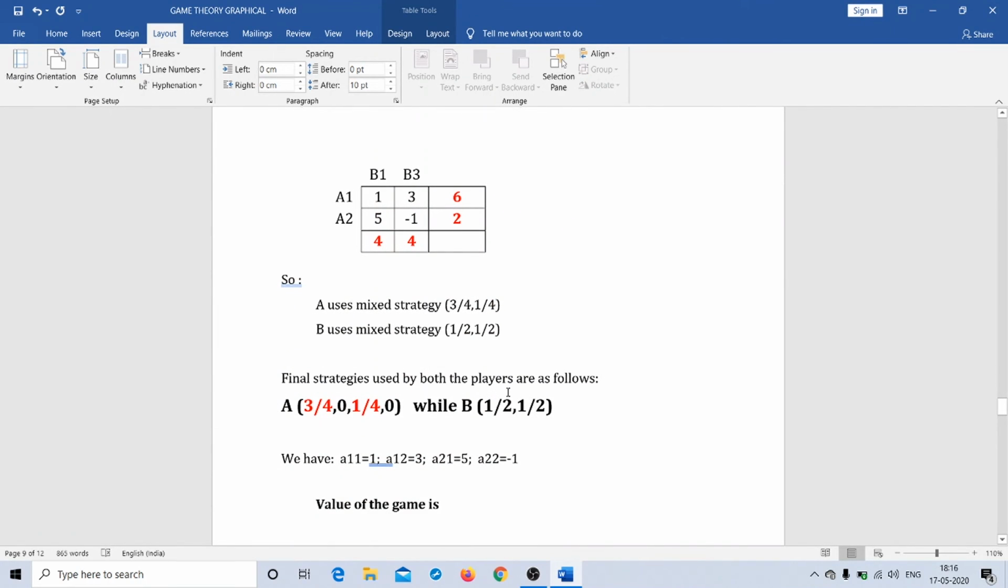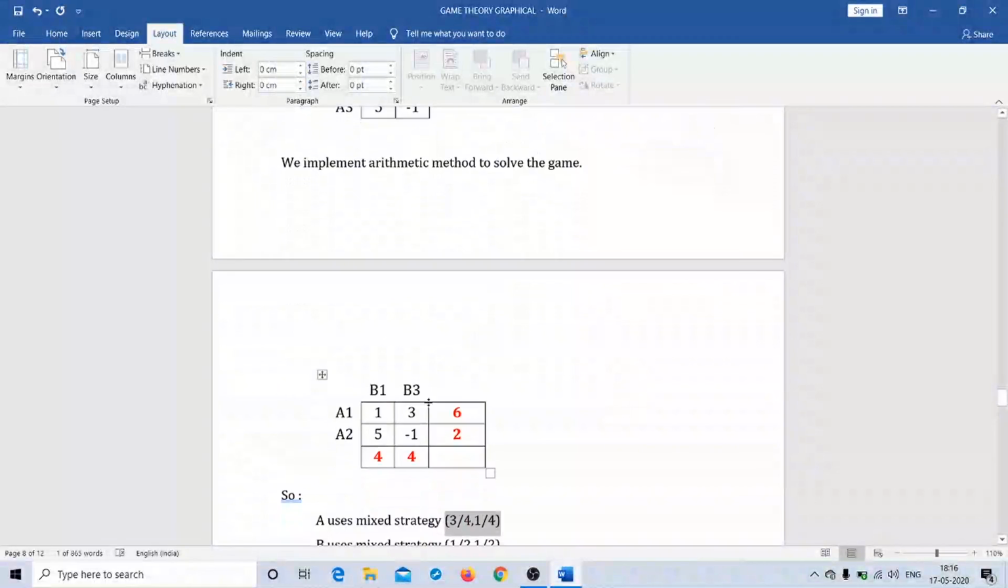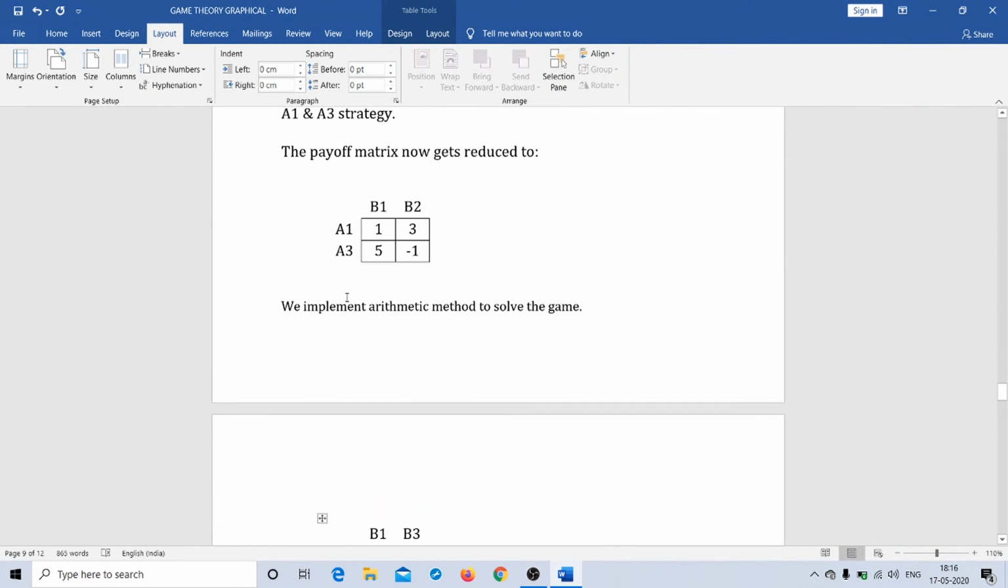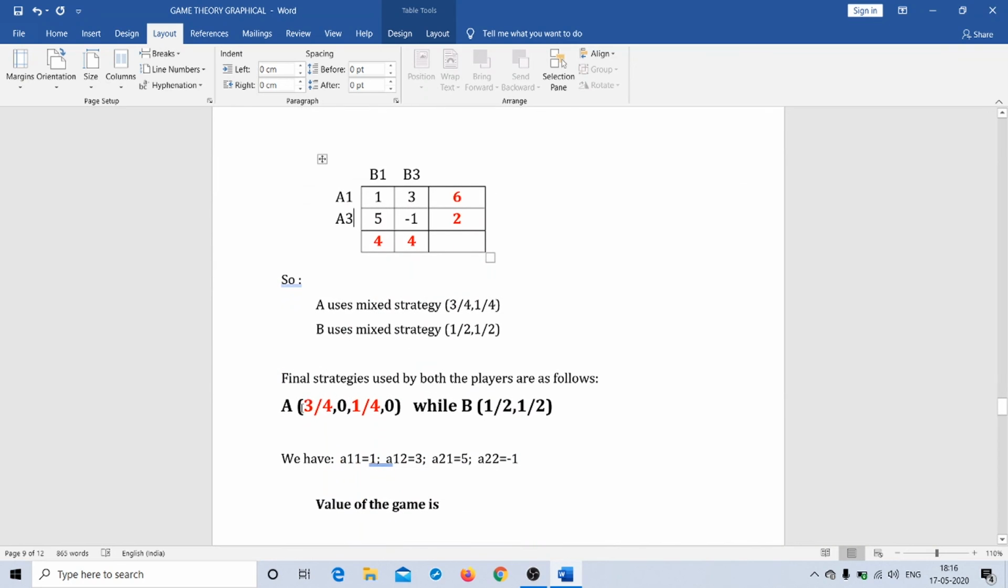Now, coming back to the strategies used by player A, I get 3 by 4 and 1 by 4, which are for A1 and A3. So I will use 3 by 4 for A1. A2 is 0 because player A is not using that strategy. A3 is 1 by 4, and again since he is not using the A4 strategy, it is mentioned as 0.